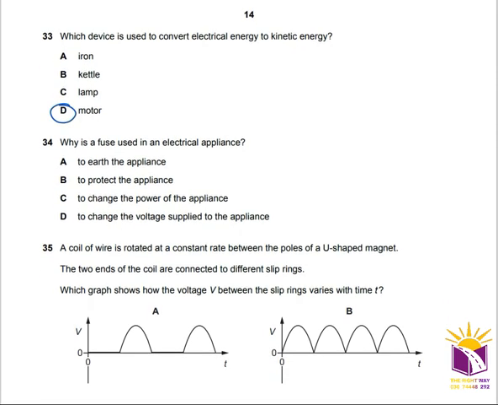What is the fuse used for in electrical appliances? To earth the appliance? No. For that purpose we use the earth wire. To protect the appliance? Yes. To change the power of the appliance? No. To change the voltage supplied to the appliance? No. So B is the right option.